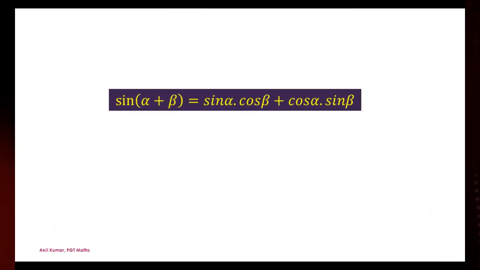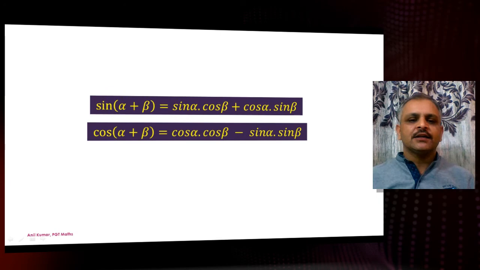So now let's do two very important results: sine(alpha plus beta) is equal to sine alpha cos beta plus cos alpha sine beta, and the second result is cos(alpha plus beta), which is equal to cos alpha cos beta minus sine alpha sine beta. And we will try to prove it with the help of a diagram.